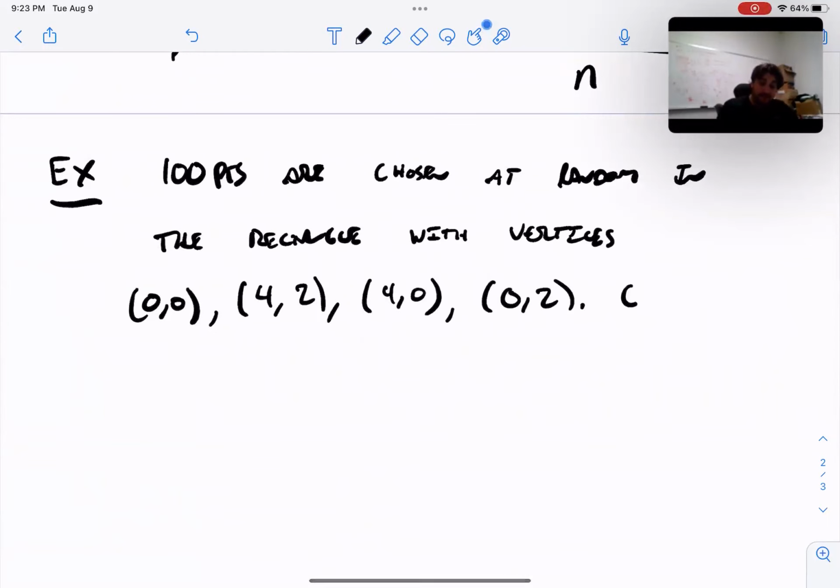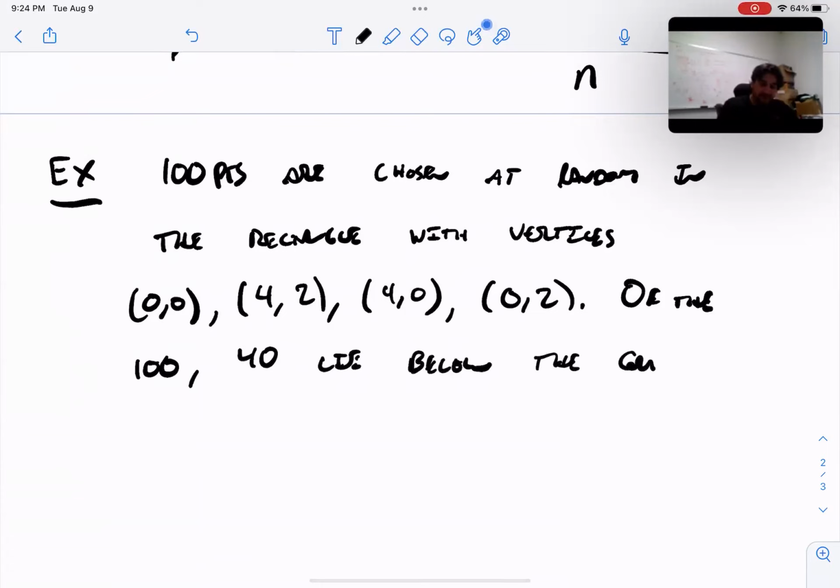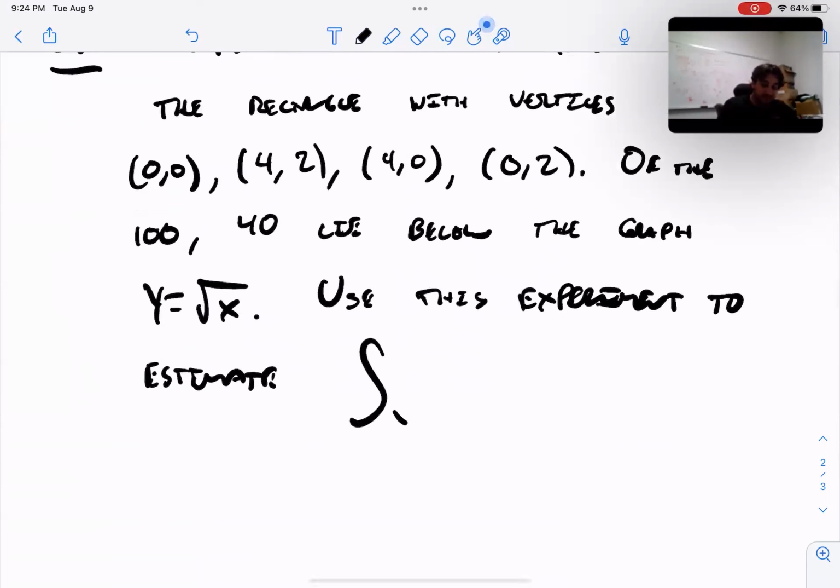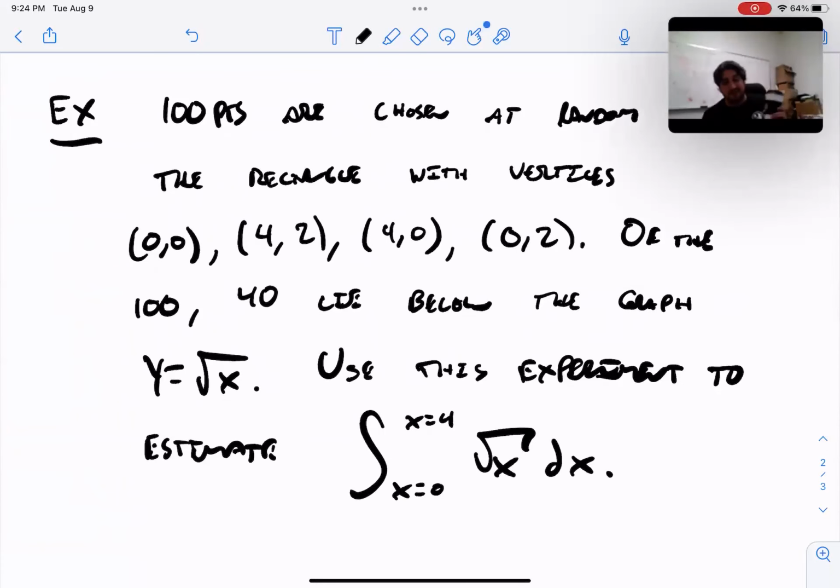And let's say of those, of the 100, we'll say 40 lie below the graph y equals root x, right? Let's use this experiment, or this sample, to estimate an integral, right? To estimate this integral: the integral as x goes from 0 to 4 of the square root of x dx. So this is a Monte Carlo example.